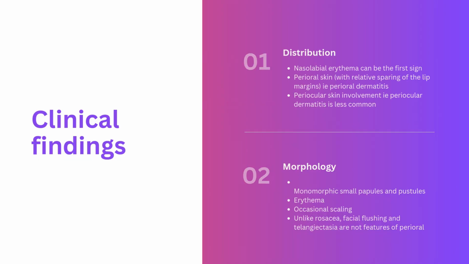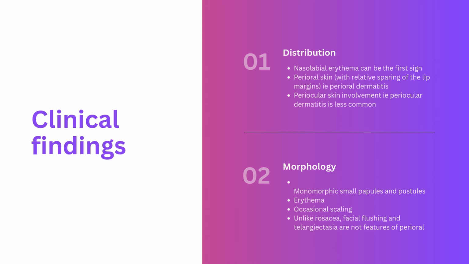Clinical findings, distribution: nasolabial erythema is often the first sign. The rash predominantly affects the perioral skin, sparing the lip margins, a hallmark feature of perioral dermatitis. Periocular involvement: periocular dermatitis is less common but should be recognized as part of the spectrum.